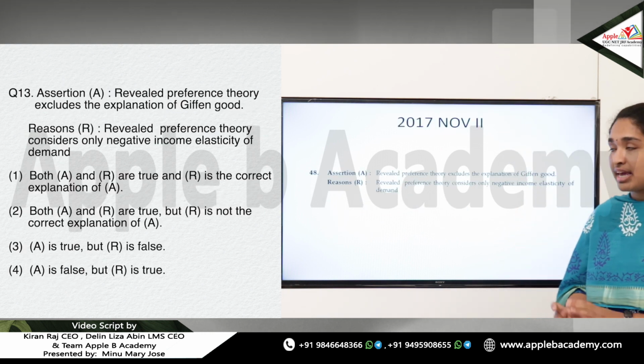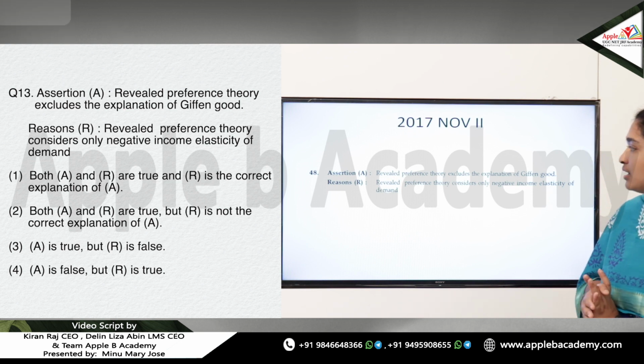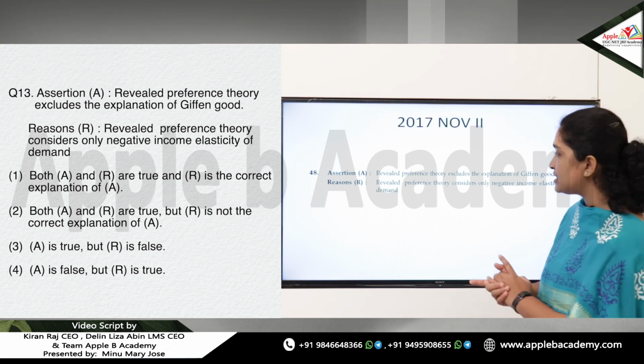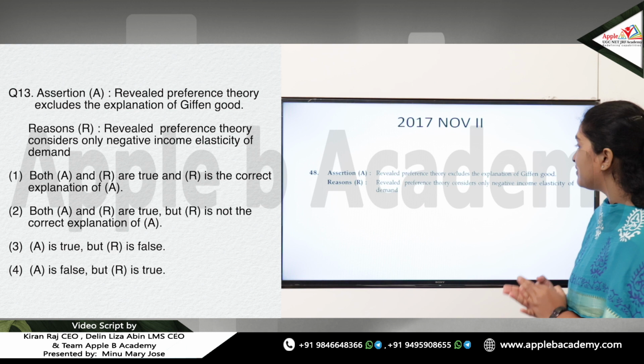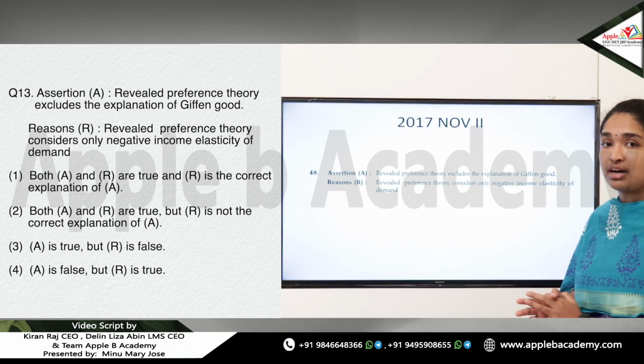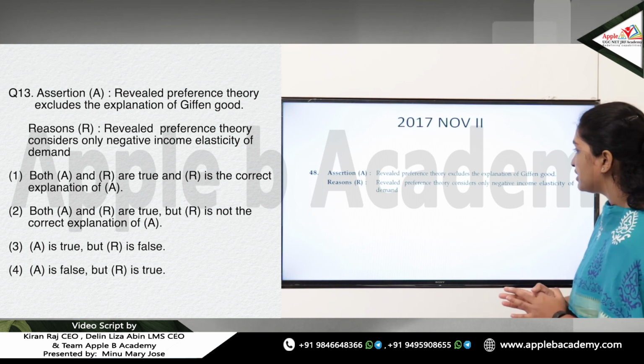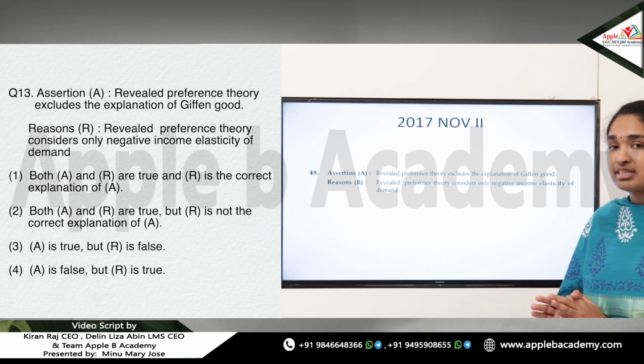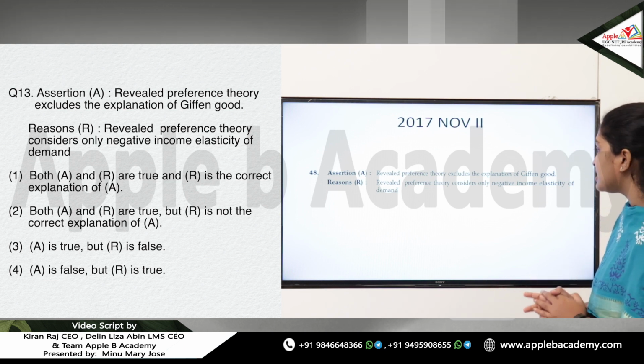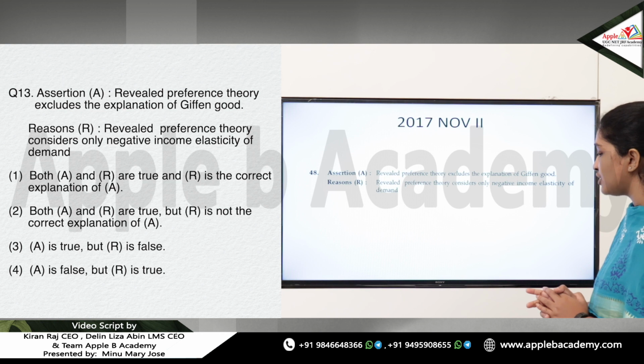The next question is again on revealed preference theory. This is an assertion reason question. The assertion is that revealed preference theory excludes the explanation given to Giffen goods, and the reason is that revealed preference theory considers only negative income elasticity of demand.